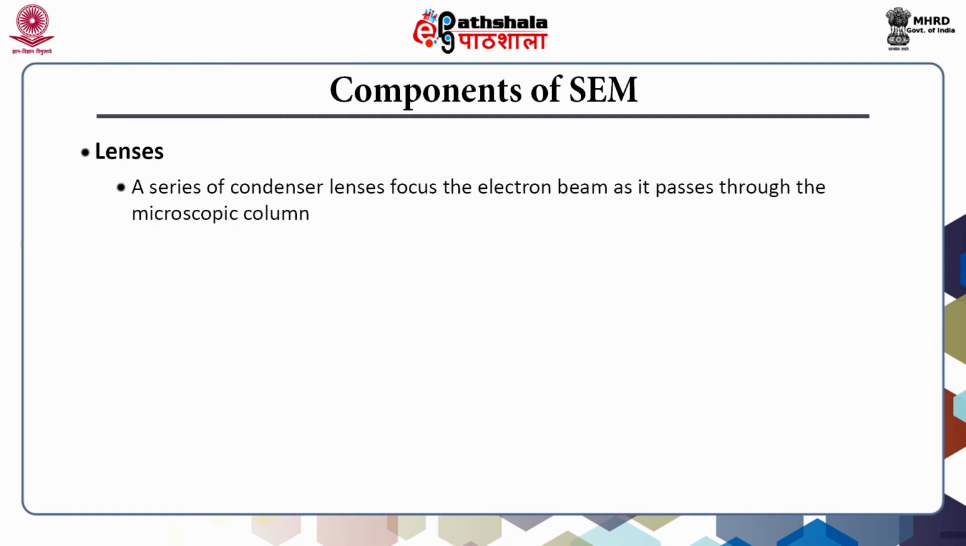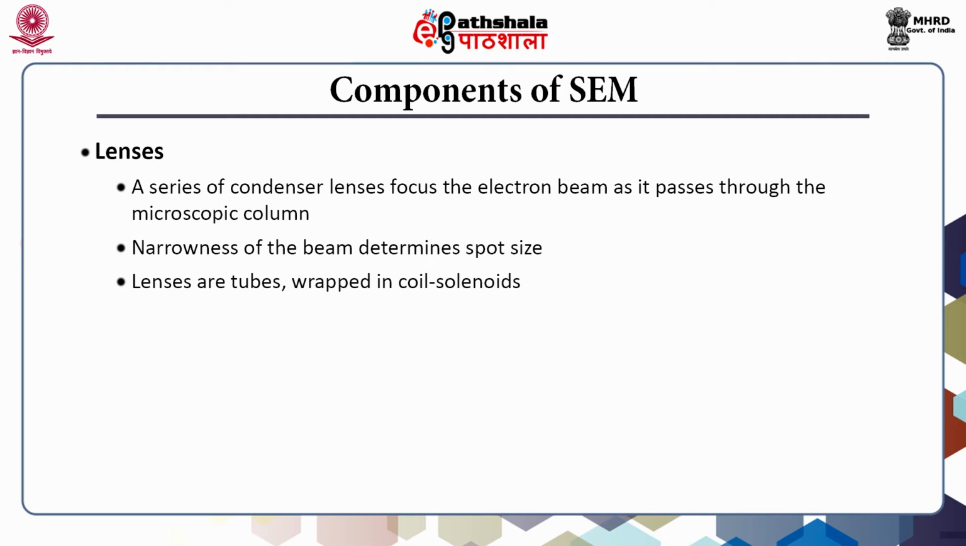A series of condenser lenses in scanning electron microscope are used to focus the electron beam as it passes through the microscopic column. The narrowness of the beam determines the size of the spot when it will be contacting the surface. These lenses are tubes wrapped in coil and referred as solenoids.